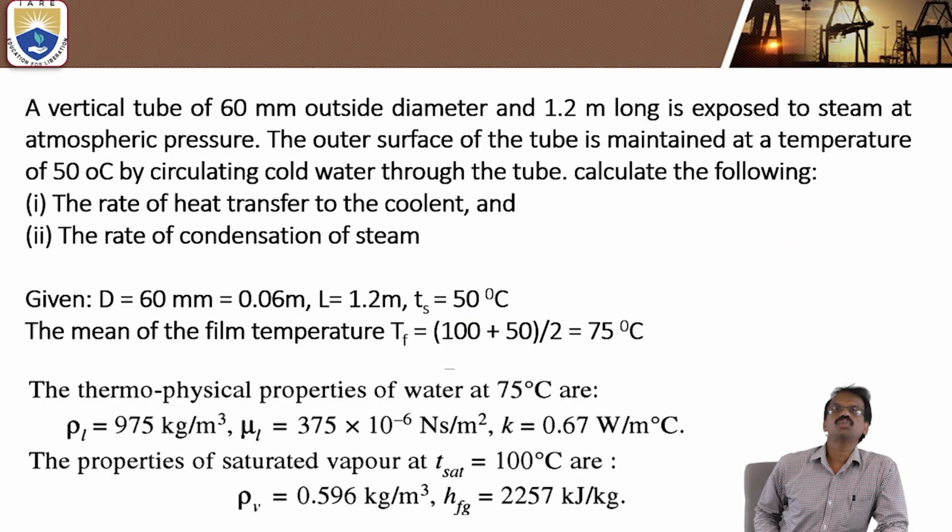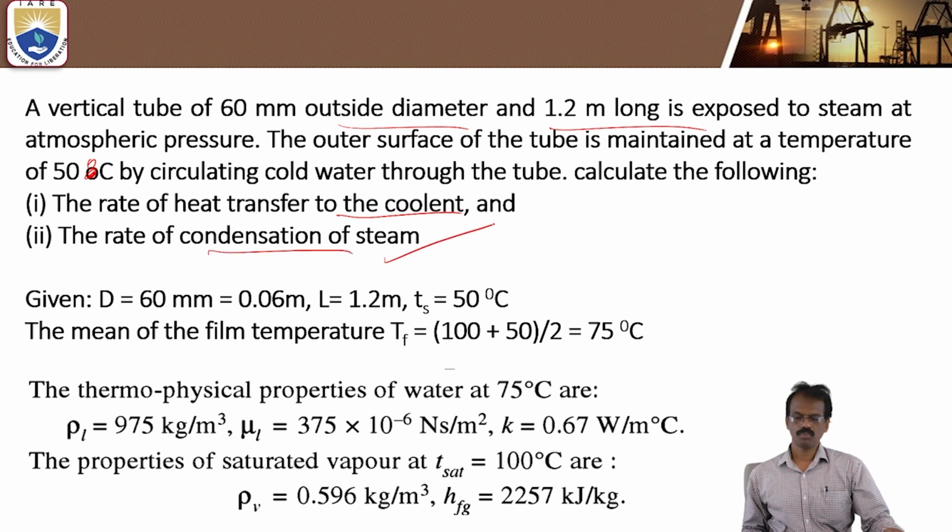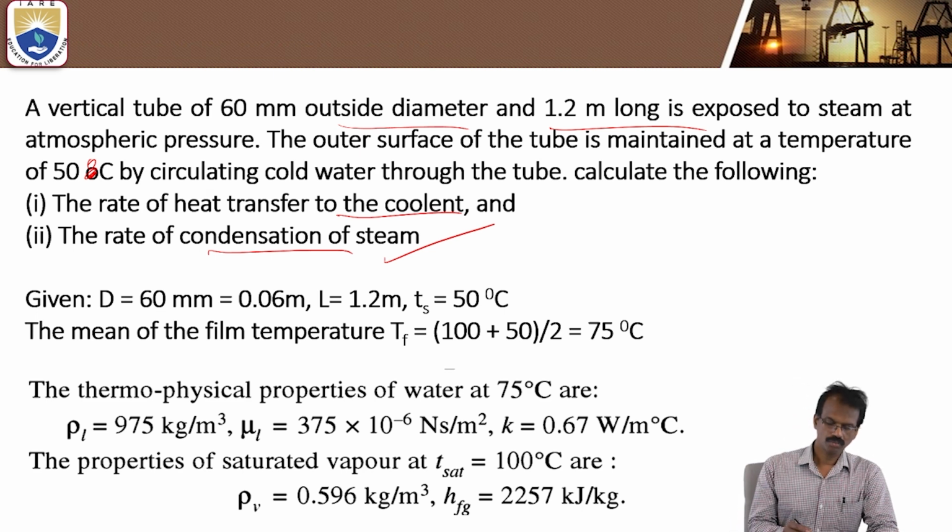Next, a vertical tube of 60 mm outside diameter and 1.2 m length is exposed to steam at atmospheric pressure. The outer surface of the tube is maintained at a temperature of 50 degrees Celsius by circulating cold water through the pipes. Calculate the rate of heat transfer to the coolant and the rate of condensation. So this is the process of condensation. The previous numericals were related to boiling, so from this numerical we will see condensation problems.